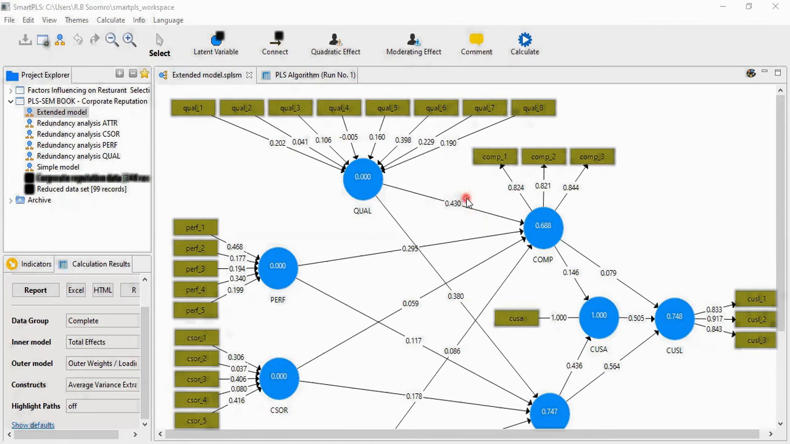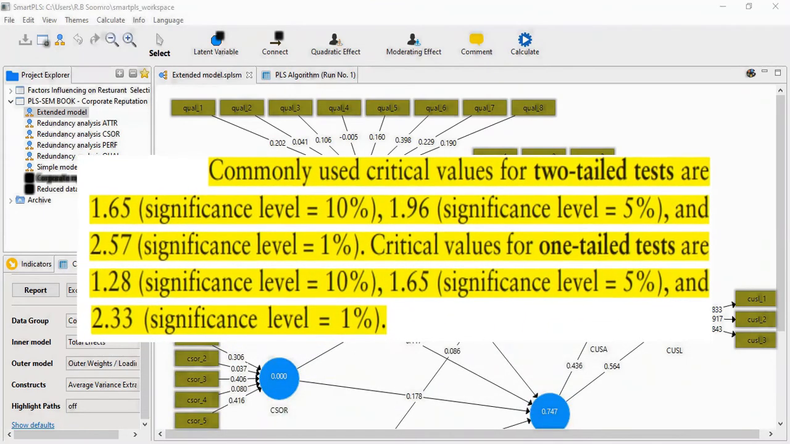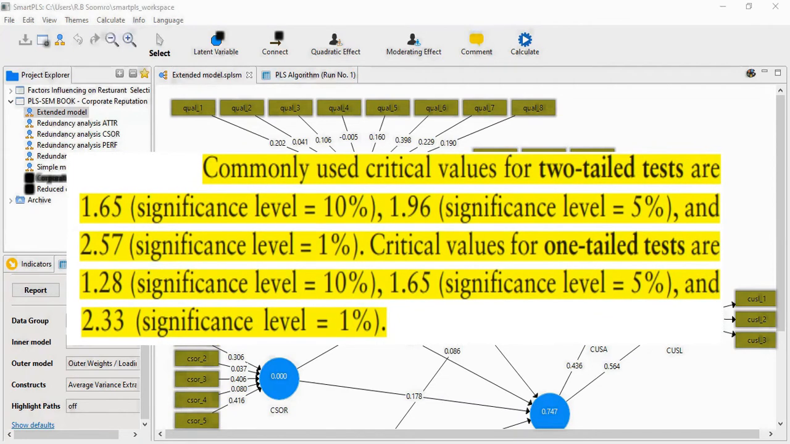whether this is a significant relationship or not. Another thing is the significance levels. There are different significance levels we normally use. Commonly, the critical values for a two-tail test are 1.65 for 10%, 1.96 for 5%, and 2.57 for 1%. If you are working on a one-tail test, then 1.28 is for the 10% significance level, 1.65 for 5%, and 2.33 for 1%.